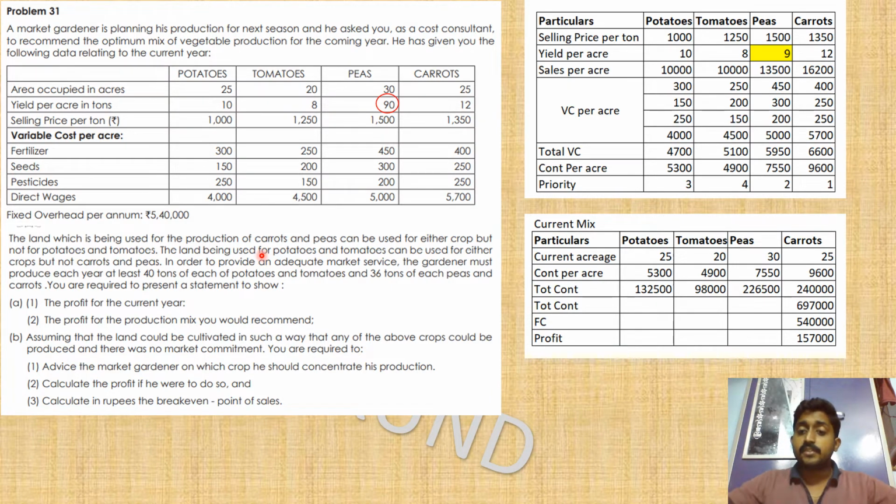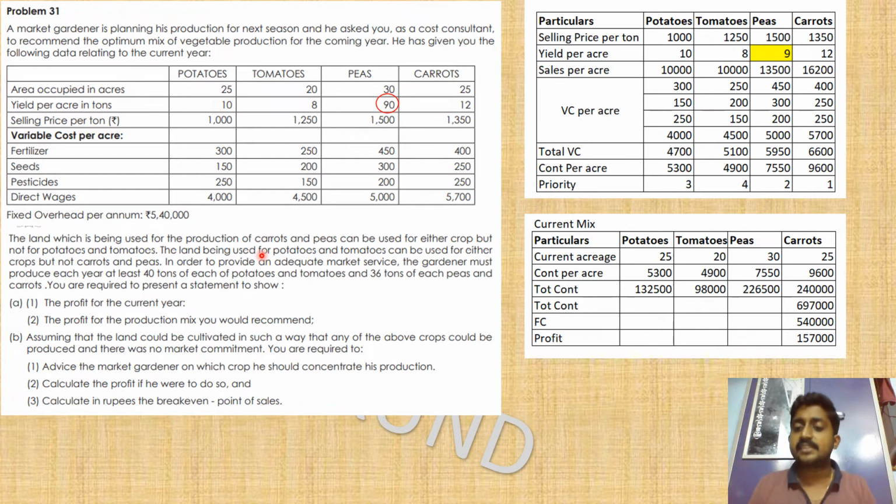But the sum total of the area of carrot and peas cannot be used by tomatoes or potatoes. Tomatoes or potatoes cannot be cultivated in the area where carrot and peas are cultivated. This is a very important point, because if potato is very profitable and you want to allocate as much as possible, you cannot allocate.